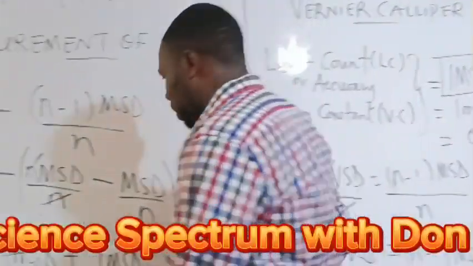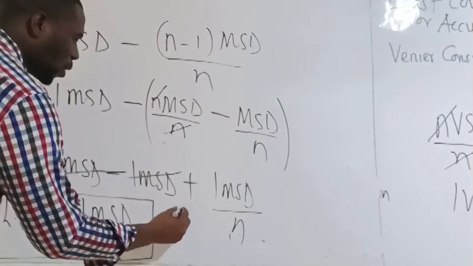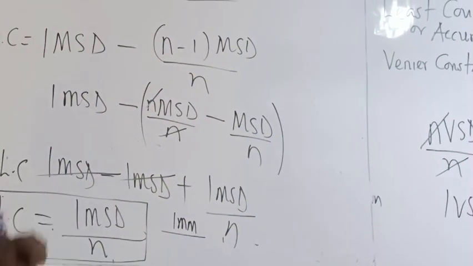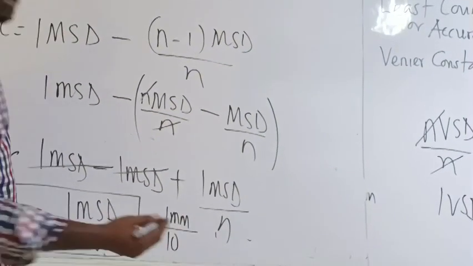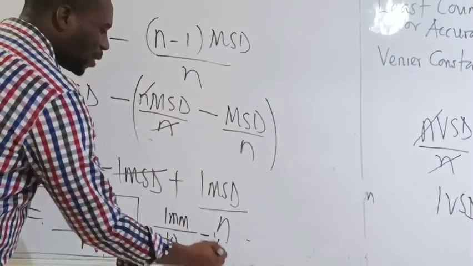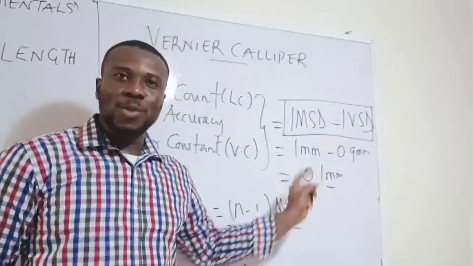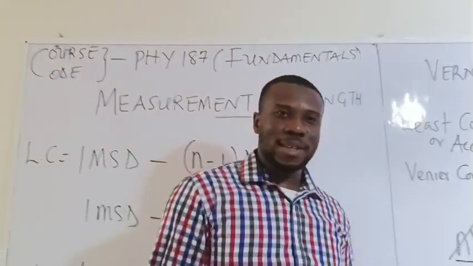Alright, so to check this out now, 1 main scale division is 1 millimeter, right? So this is 1 millimeter. And the number of divisions on the Vernier scale, right? We saw it was 10 divisions. So when you divide out, definitely you will get 0.1 millimeter, which is exactly the same as what we had earlier on.